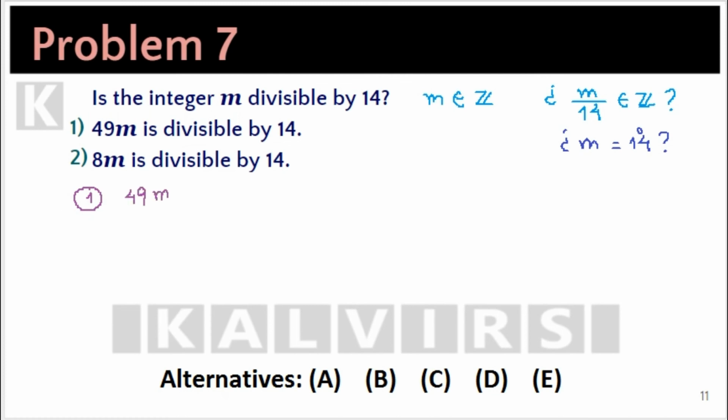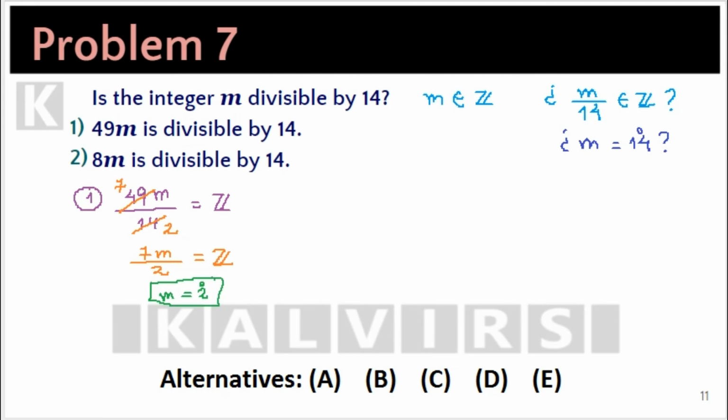49 times m is divisible by 14. It means that 49 times m over 14 is an integer. We can cancel this one and this one. 7 is left, 2 is left. Finally, 7 times m over 2 must be an integer. Therefore, m must be divisible by 2. In other words, m must be a multiple of 2.